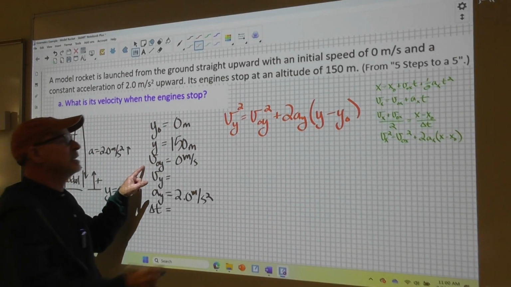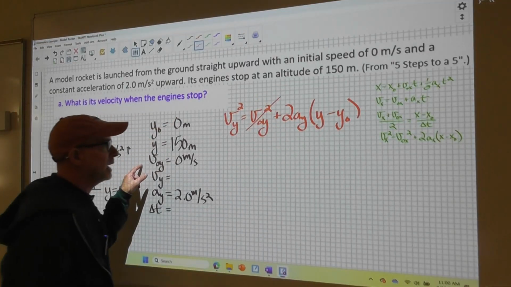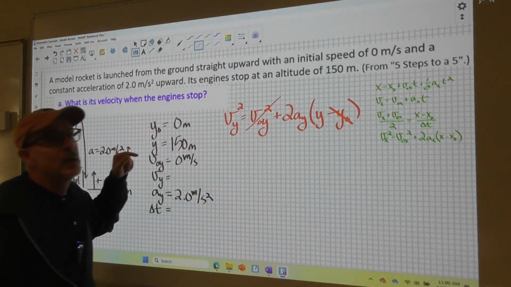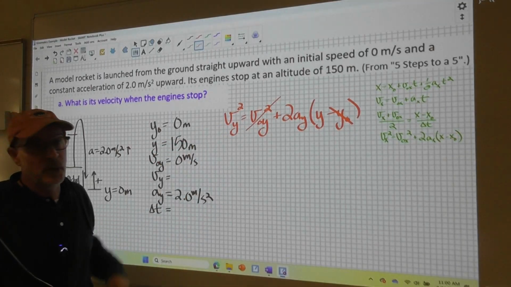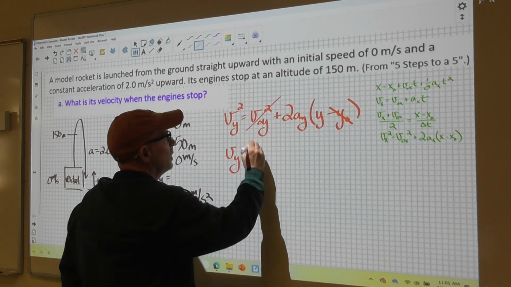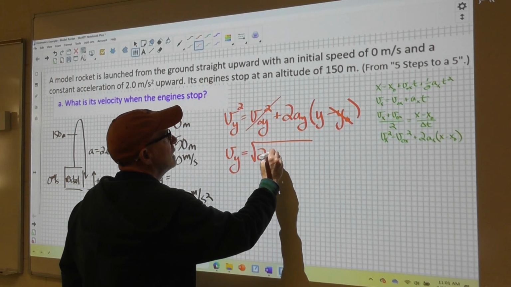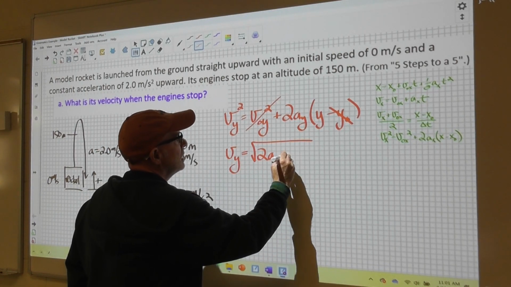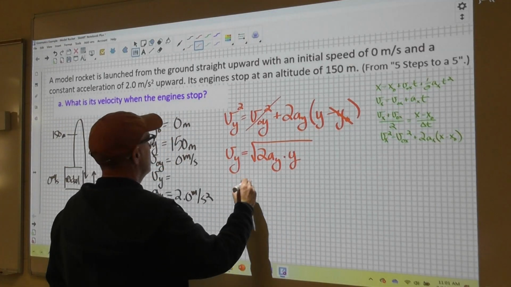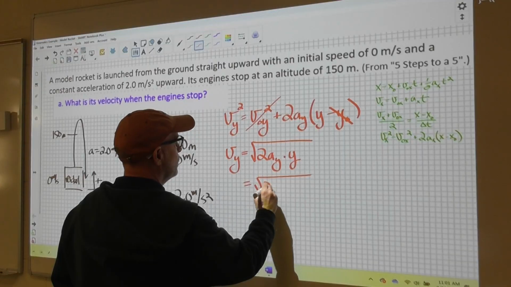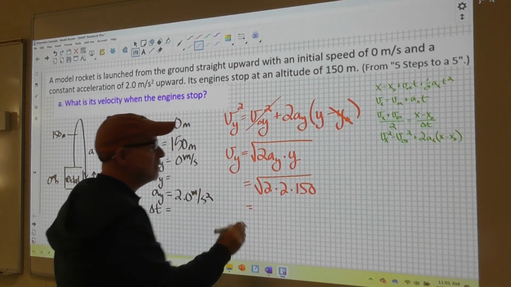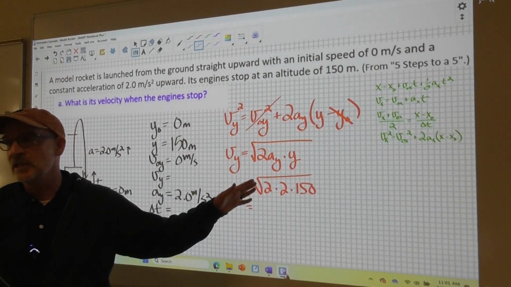My initial velocity is 0, so I'm just going to cross that whole thing out. My initial position is 0, so I'm going to cross that out. And then I'm going to take the square root of both sides, so I get that my final velocity should be equal to the square root of 2 times my acceleration times my final position. So that is the square root of 2 times 2 times 150, and I'm just leaving the units out here because that just makes things complicated.